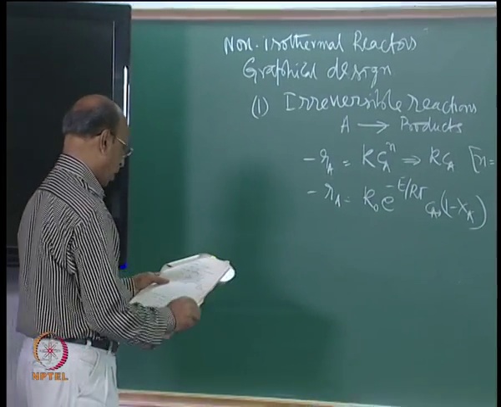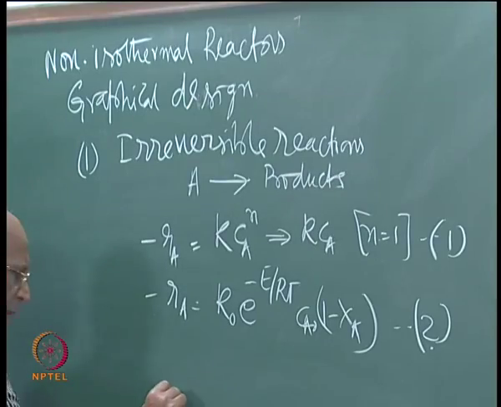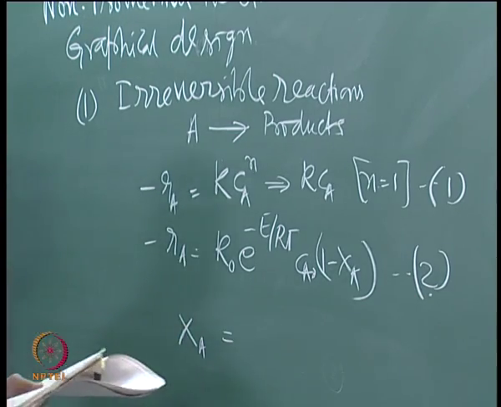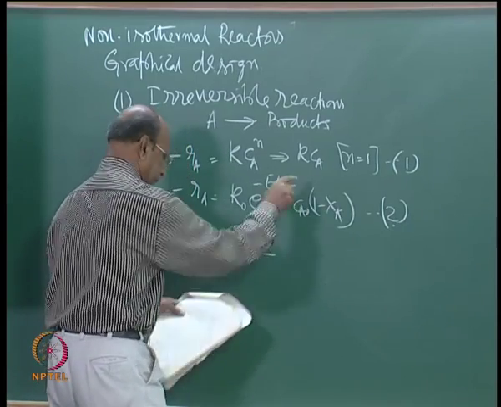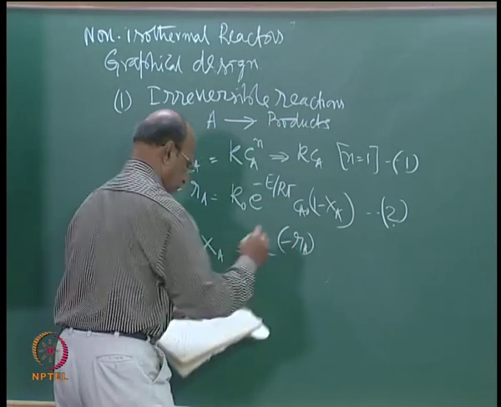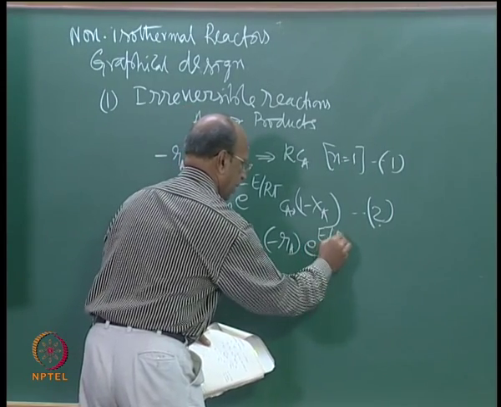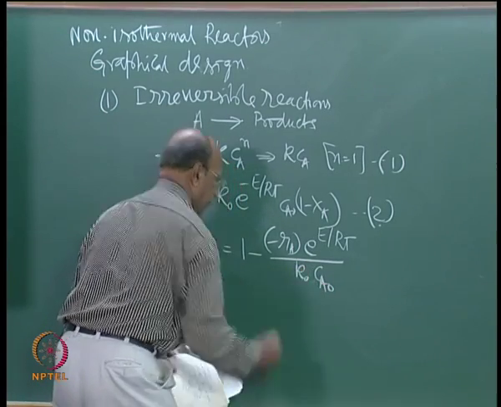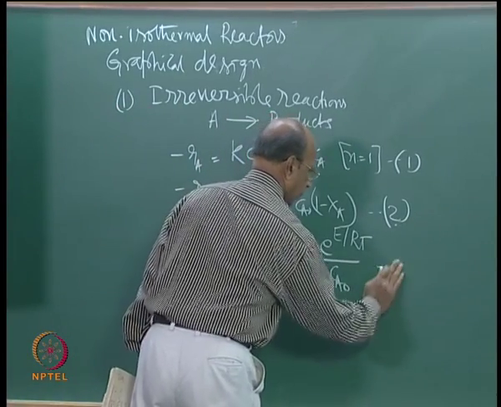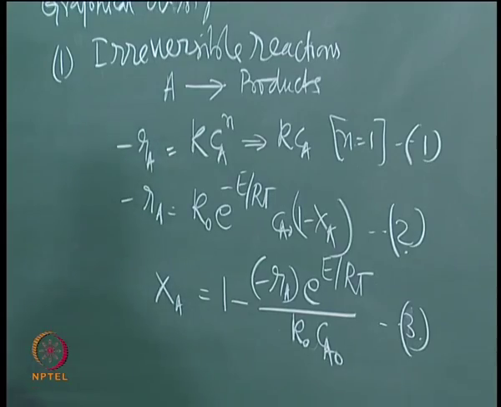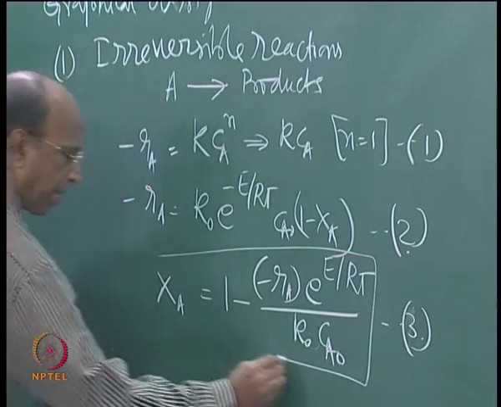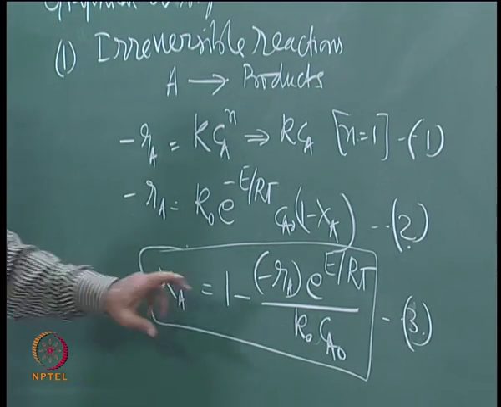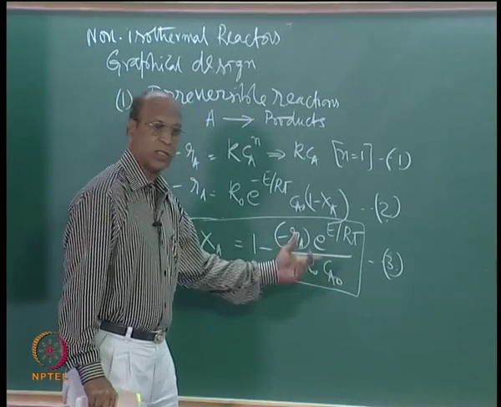This equation I would like to arrange in terms of X A as a function of the other two. By readjusting this equation, you will get minus R A e power minus E by R T, the whole thing divided by K naught C A naught. This is equation 3. So this is one equation, and now I have three variables, that is X A as a function of minus R A and T, all other things are constant.